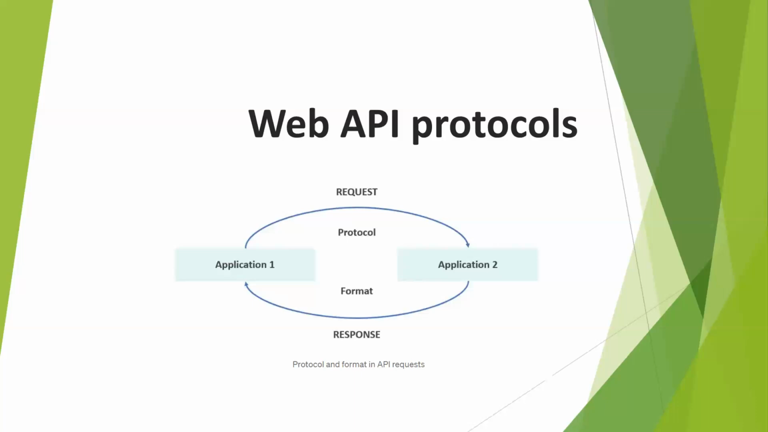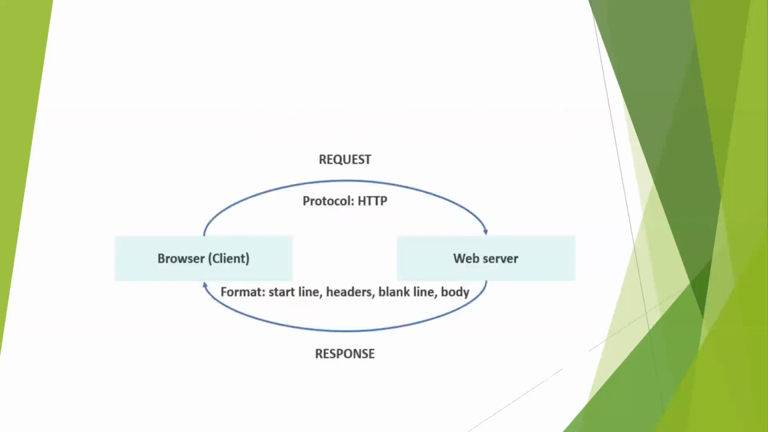Application 2 will provide those details to application 1 in the format of JSON, or what you can say XML. There are some other formats as well, but the most popular formats are XML and JSON, and the most important protocol is HTTPS. Here again, you can see that the protocol is HTTP, and there is a browser and a web server, and the response is happening between this browser and client. Some communication is happening between browser and client.